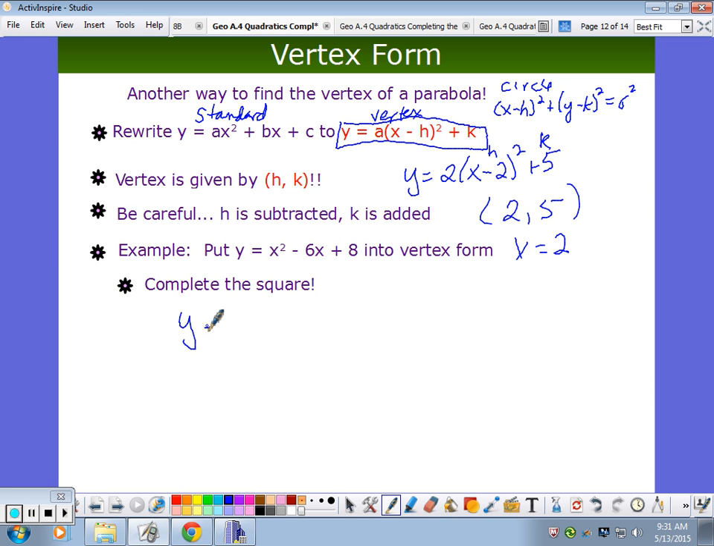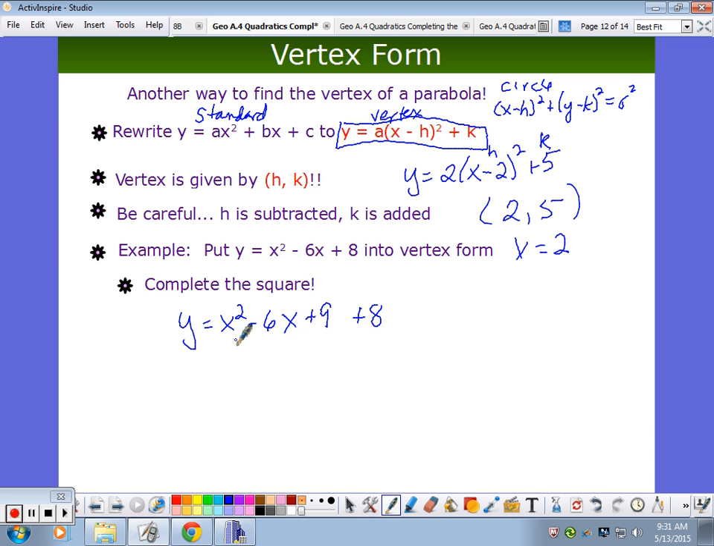So if I have y equals x squared minus 6x plus 8, now I'm going to rewrite it. However, I'm leaving a little space here. I'm going to complete the square on this. So what is half of this and then square it? 9, right? So it's negative 3 squared is 9. Now I'm on the same side of the equal, and I added 9.